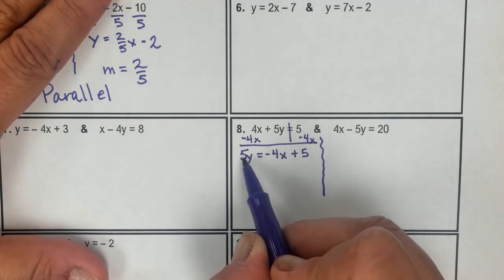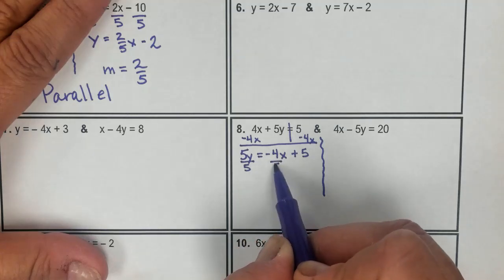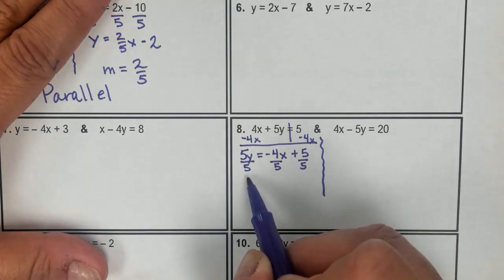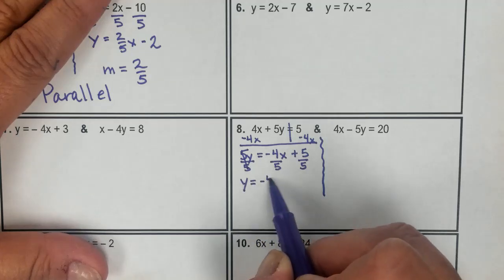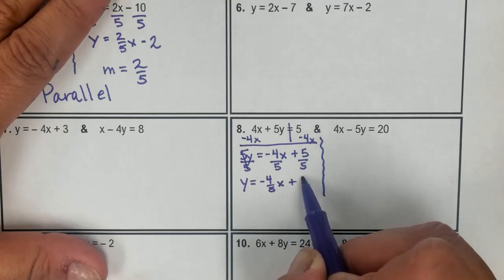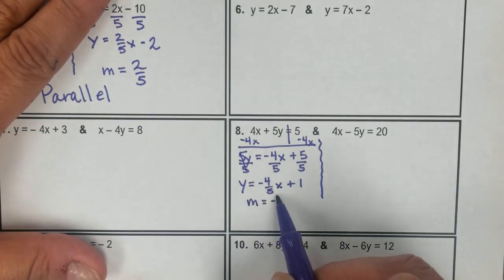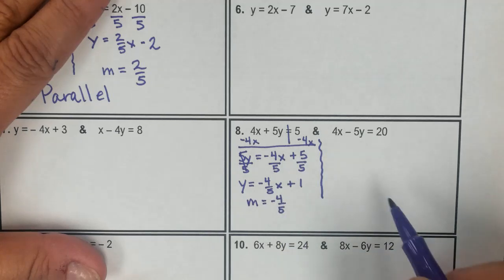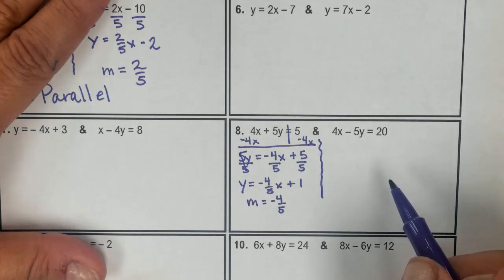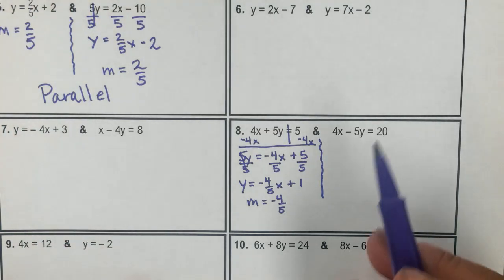Next, I have to get rid of the 5 in front of the y. So I'm going to divide by 5 to everything. So we have y equals negative 4/5 x plus 1. So my slope on this one is negative 4/5. If I went too fast, please always know that you could go rewind. Let's go to the second equation.